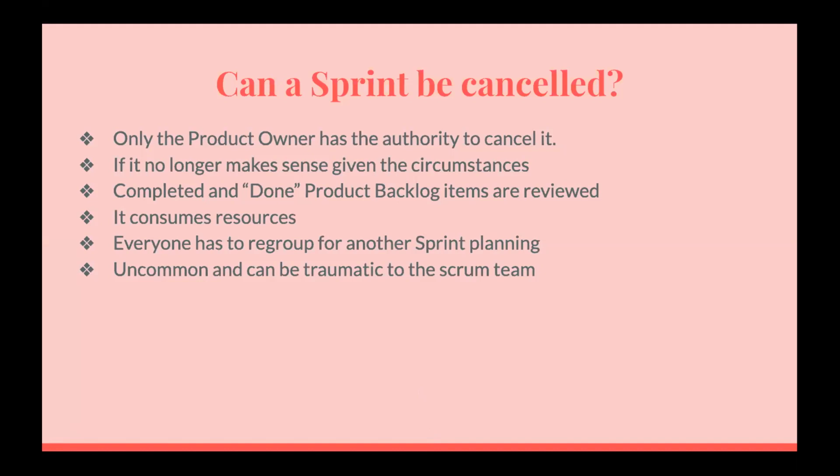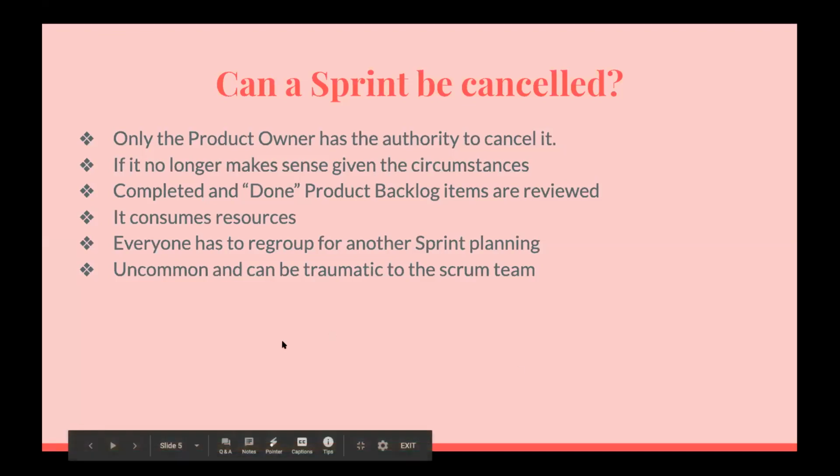So then the completed and done product backlog items would be reviewed. And sometimes if part of them could be potentially releasable, then they might re-estimate those and put them on the product backlog. But in general, it consumes resources, and then everyone has to regroup for another sprint planning. So cancellations are uncommon, and they can be traumatic to the Scrum team. So cancellations aren't very common.